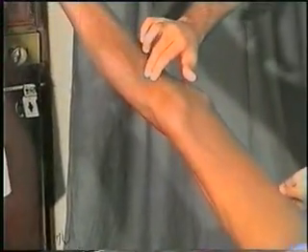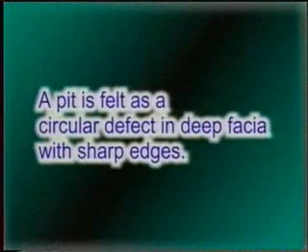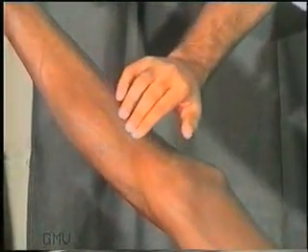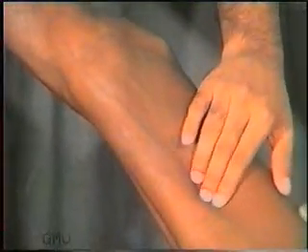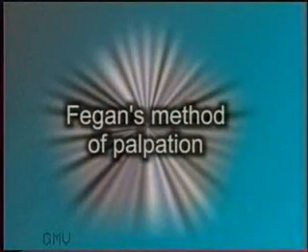Make the patient lie down. Raise the leg to 30 degrees and empty the vein. Now palpate the deep fascia along the course of the vein, more carefully at the site of blowouts if any, to look for pits in the deep fascia. A pit is felt as a circular defect in the deep fascia with sharp edges and indicates the site of a dilated perforator. If a pit is felt, mark it with a cross with a skin pencil. This is Fagan's method of palpation for detection of incompetent perforators.